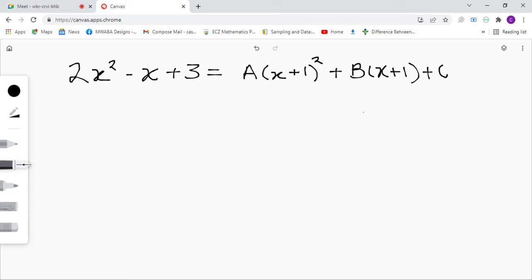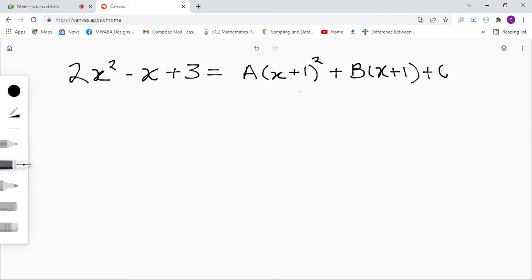All right, we have the question here. We have to find the values of A, B, and C. These are the coefficients on the right hand side. We're going to use critical values so that first we find our value of C, then we'll be able to ascertain the values of A and B.